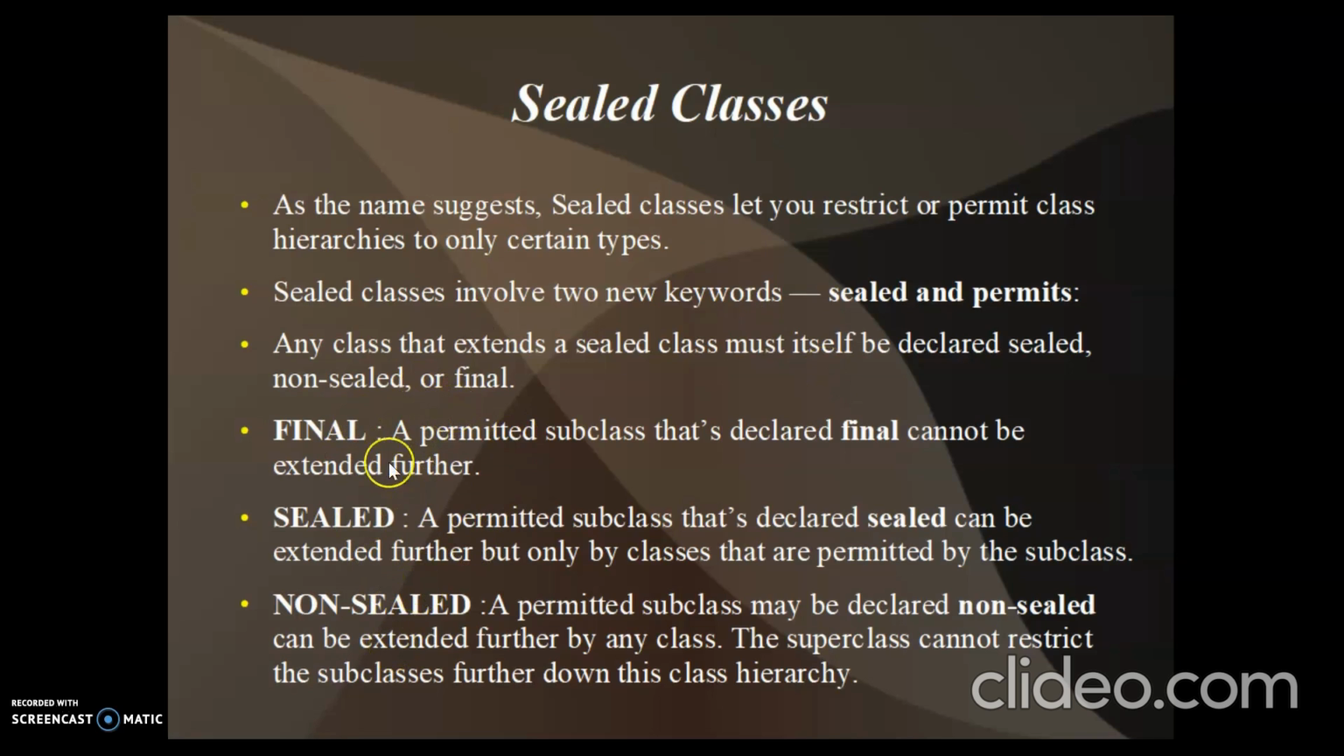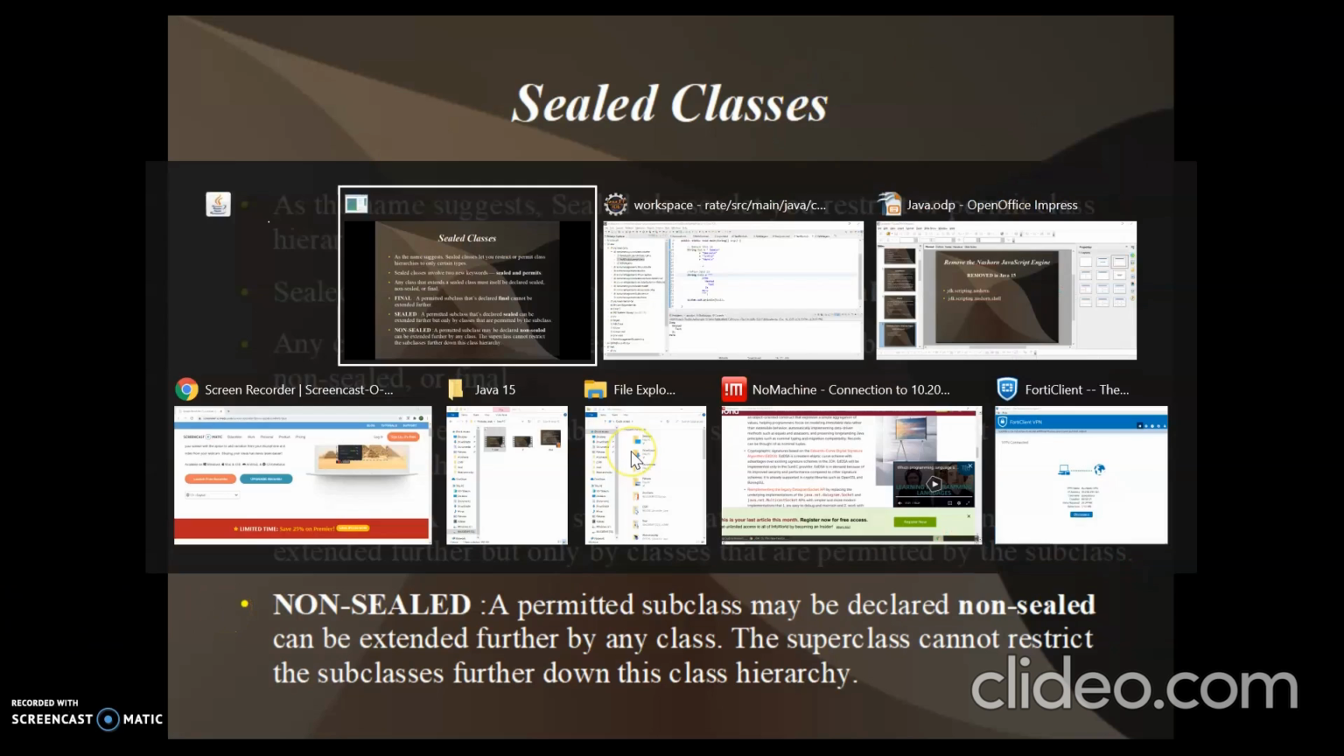As you all know, if you declare a class as final, it means it cannot be inherited. Sealed again means a permitted subclass which is declared as sealed can be extended further, but only by the classes that are permitted by it. And non-sealed means it can be extended by anybody. So the superclass gives permission to whichever subclasses are named by this keyword, that is sealed. Let's see that with the help of an example.